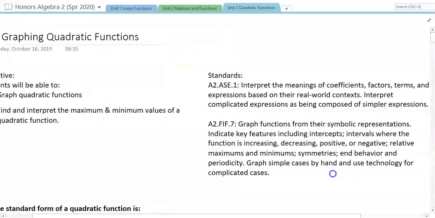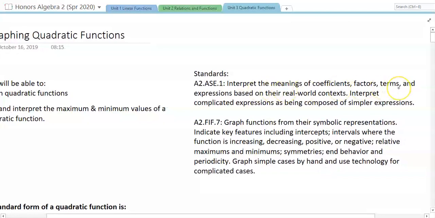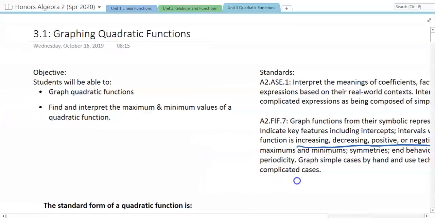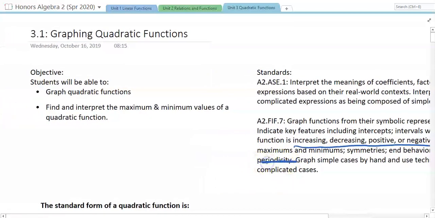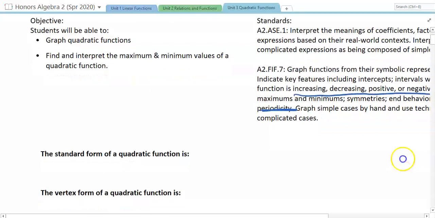And so our two standards that we're looking at, ASC 1, interpret the meanings of coefficients, factors, terms, expressions based on real-world context, and graph functions based on intercepts, increasing, decreasing, positive, negative, all terms that we talked about back in Chapter 2, relative maxes and mins, symmetries, and behavior. We won't talk about periodicity in this chapter.